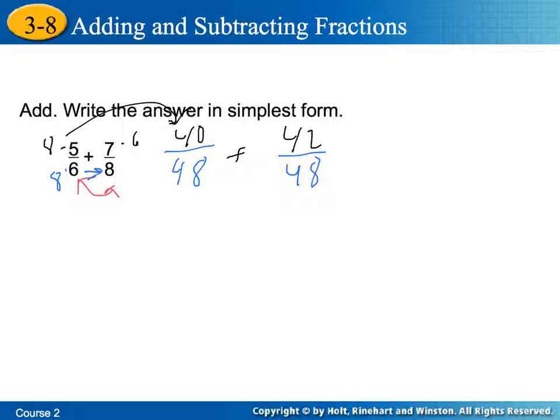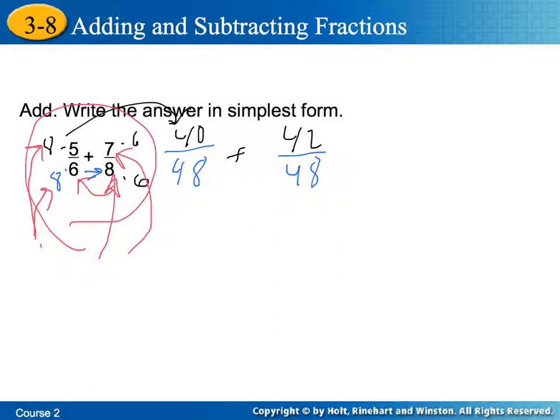Okay, now if you look at this, I have a common denominator of 48. I have my two numerators, which I got from multiplying by the same number I multiplied my denominators by. If you look at these two fractions on the side right here, I multiplied this 6 by 8, which means I had to multiply my 5 by 8. I multiplied this 8 by 6, which means I had to multiply the 7 by 6. Okay, adding straight across, my answer will be 82 over 48.